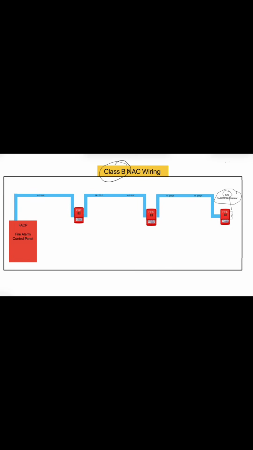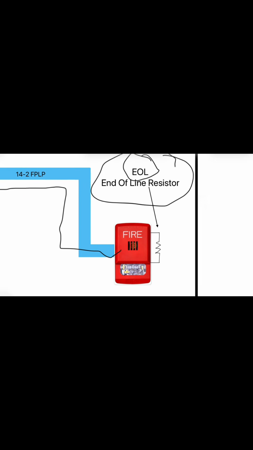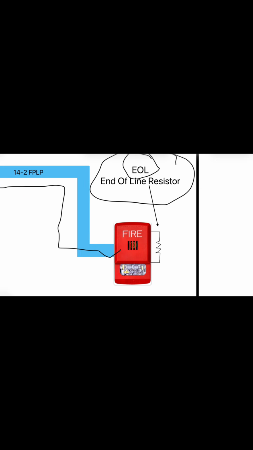This cable goes in and out of the NAC devices on its circuit until it reaches the last device, which is considered the end-of-line NAC device, because this is where the end-of-line resistor gets landed. The last device on this type of NAC circuit is the only device that needs an end-of-line resistor.